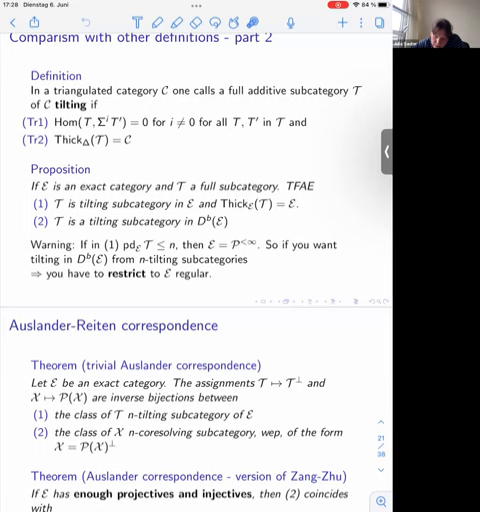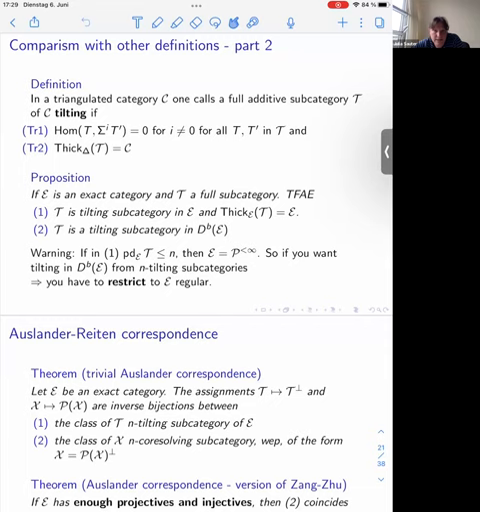So if you want tilting in D^b(E), you need to restrict to E regular. In all the other cases, this definition doesn't work. Thick(T): in an exact category, thick means the two-out-of-three property and closed under summands. So you just take the smallest thick subcategory in the exact category containing T.